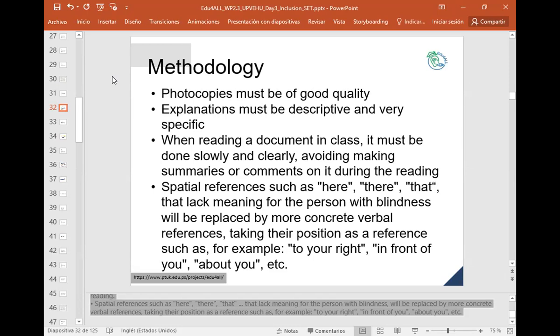When reading a document in class, it must be done slowly and clearly, avoiding making summaries or comments on it during the reading. Spatial references such as here, there, that lack meaning for the person with blindness, will be replaced by more concrete verbal references, taking their position as a reference such as, for example, to your right, in front of you, about you, etc.